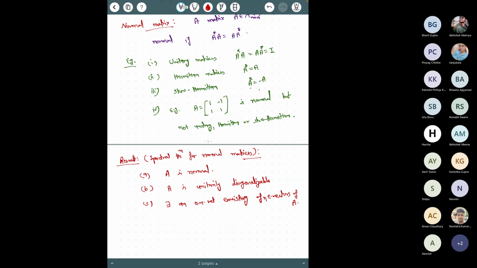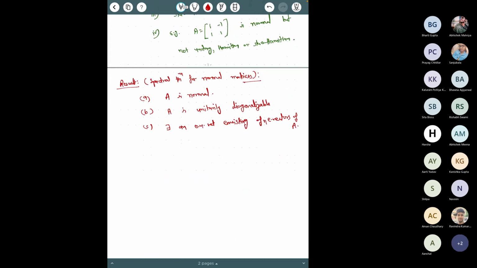So it is very similar to what we have seen for diagonalizable matrices. We have seen that a matrix is diagonalizable if and only if it has a complete set of eigenvectors. That means if the matrix is of size n cross n, there is a basis consisting of n linearly independent eigenvectors. Similarly, we have a similar result for normal matrices also. In place of that, we need an orthonormal set consisting of n eigenvectors of A. That means an orthonormal basis consisting of eigenvectors of A.